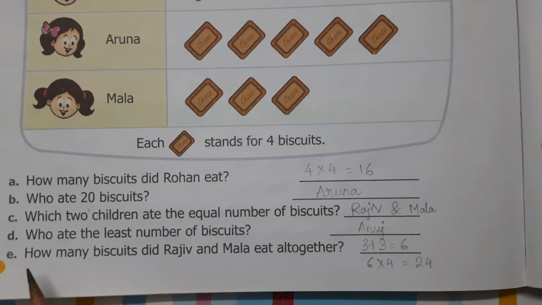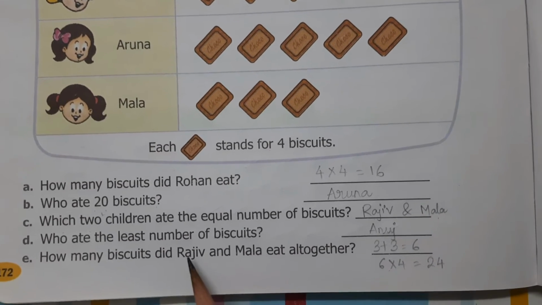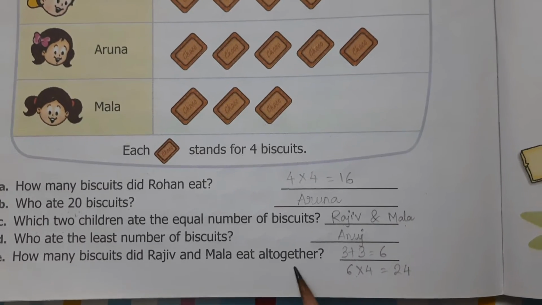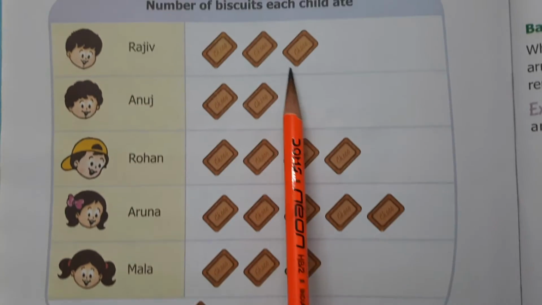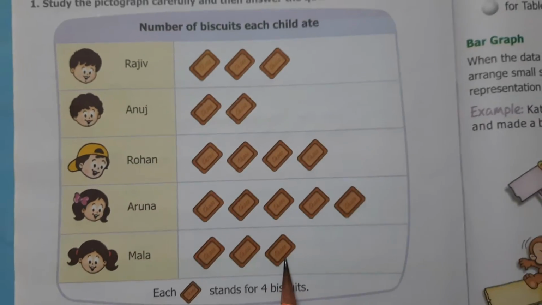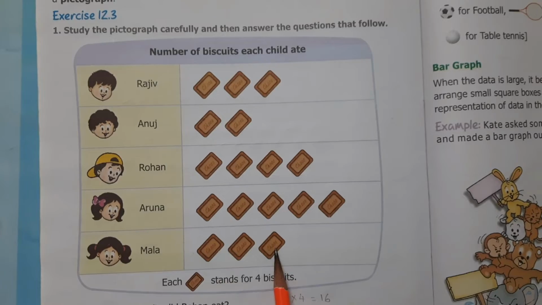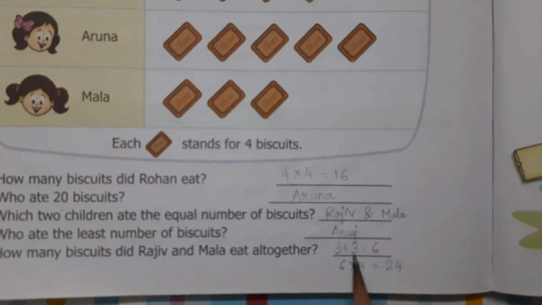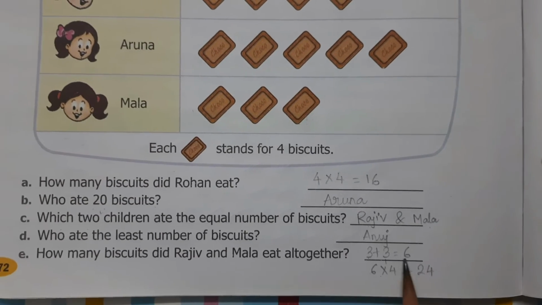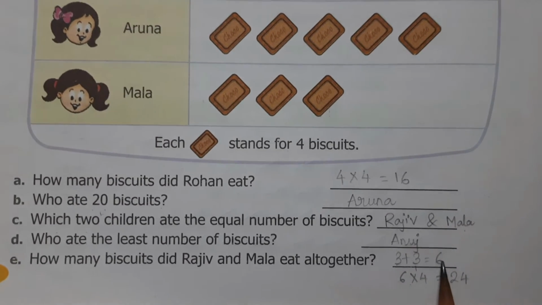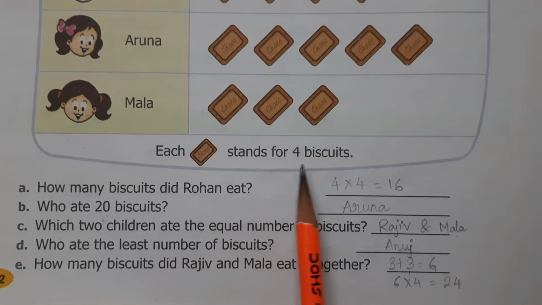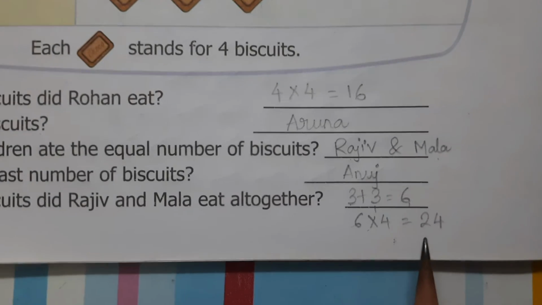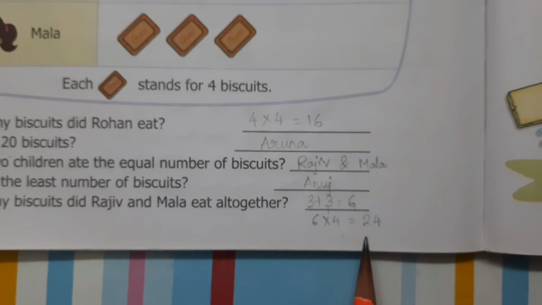And the last question, how many biscuits did Rajiv and Mala eat altogether? Now here in this question you have to count Rajiv and Mala. So you can see there are 3 biscuits. So I have shown here 3 for Rajiv and 3 for Mala. So 3 plus 3 is 6. One biscuit stands for 4 biscuits in total. So 6 multiplied by 4, the total number of biscuits will be 24.